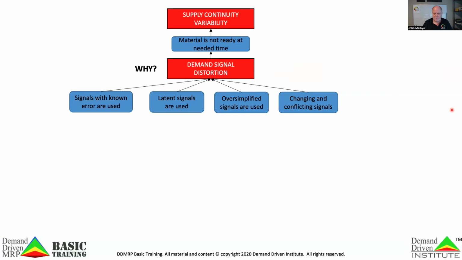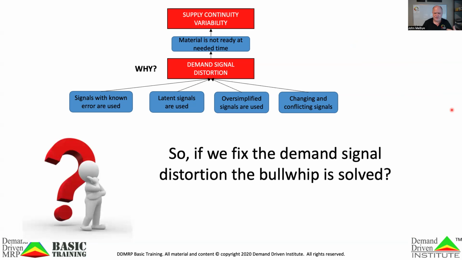We often use oversimplified signals where we are not transacting a change in the product from point A to point B, but we are holding inventory there. We call that phantom bill of materials or a pseudo bill of materials. And we have changing and conflicting signals. So if we fix the distortion in the demand signal, is the bullwhip solved? No, because we need to stop the bullwhip in both directions.